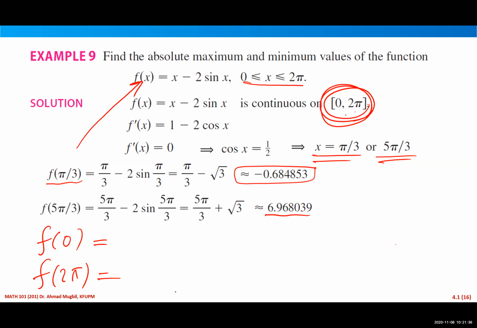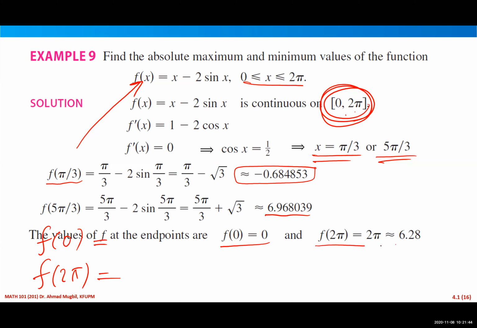This is what is remaining. The value of the function at 0, what is it? 0. The value of the function at 2 pi is 2 pi. So now 2 pi is almost 6 point something, is that right? Because it is 3.14 times 2.